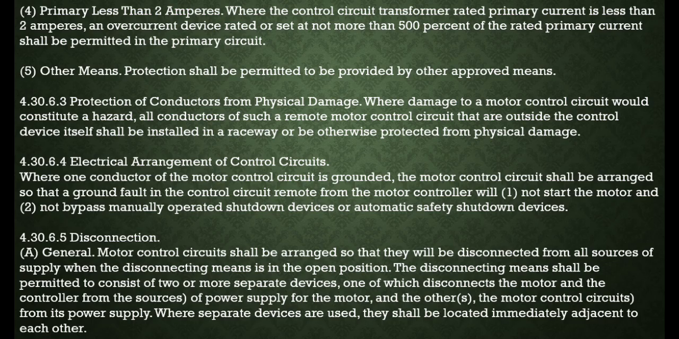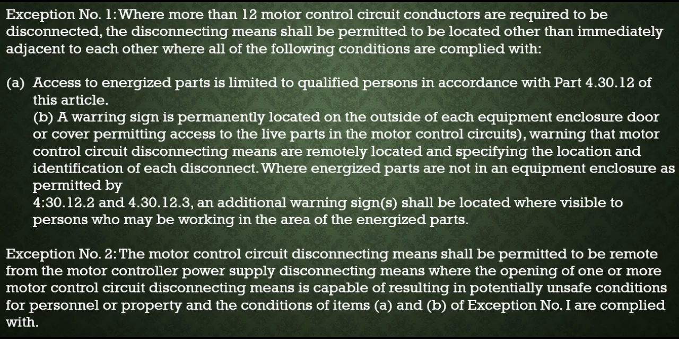If the primary current is less than 2 amperes, the overcurrent device can be rated at 500%. And the conductors must be protected from physical damage. Kung ang control circuit grounded, ground fault should not start the motor or bypass shutdown devices. Control circuits must disconnect from all sources when the disconnecting means is open. And also, this slide details exceptions for control circuit disconnects.